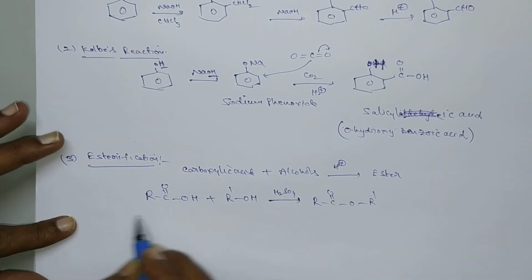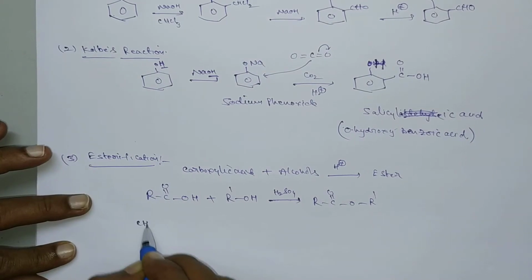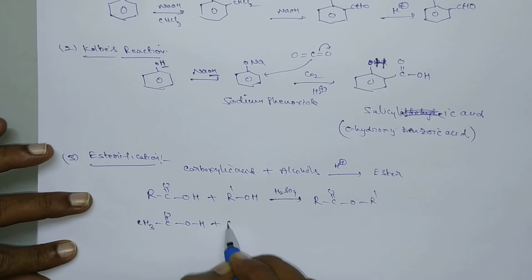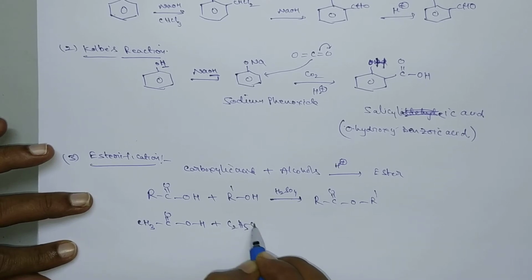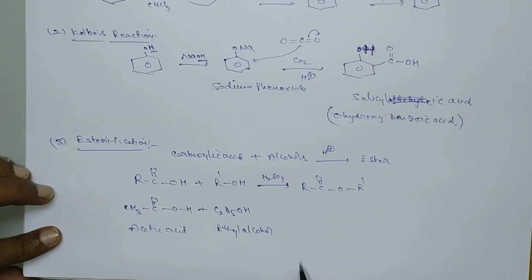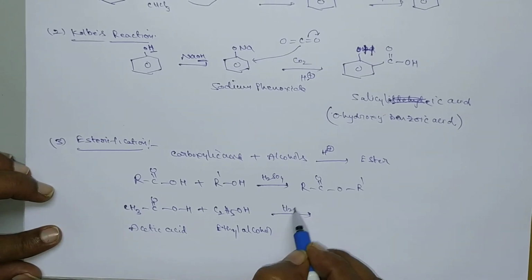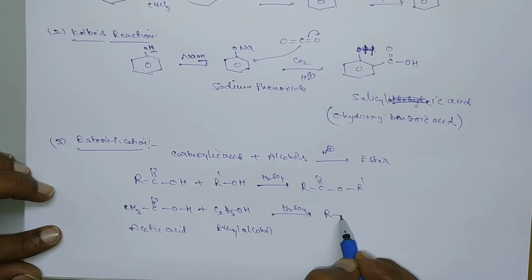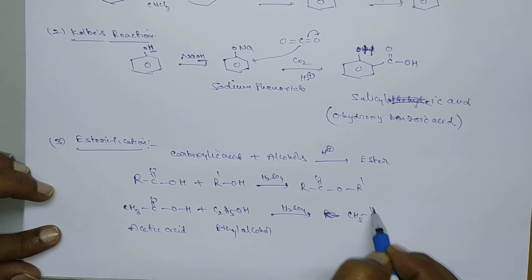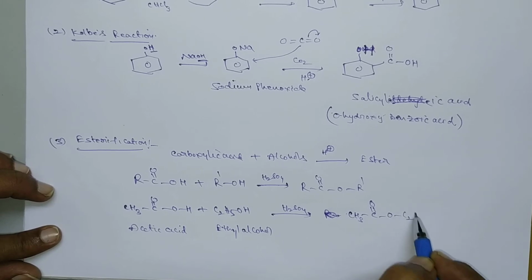So let us take an example. If you put here CH3COOH plus C2H5OH, this is acetic acid reacting with ethyl alcohol. Acetic acid reacts with ethyl alcohol in presence of H2SO4 to produce esters. So here the product is CH3COOC2H5.